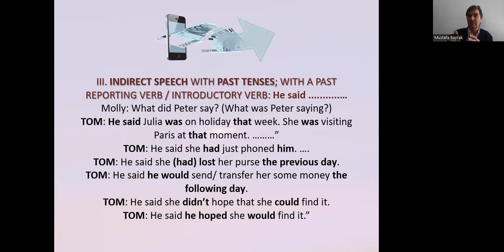Simple present becomes simple past. Present perfect becomes past perfect. Okay, yes, for the future, again, will becomes would, can becomes could, etc., etc. But past perfect tense remains the same. Yes, we will see them, but now I think it is better to remind it beforehand. Okay. He said she had just found him.